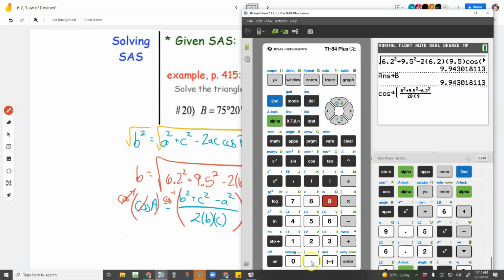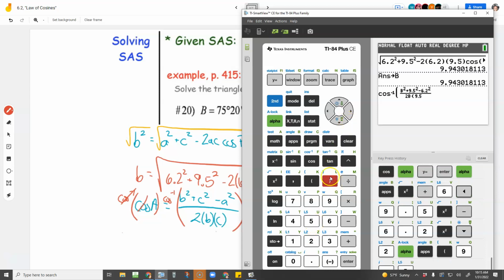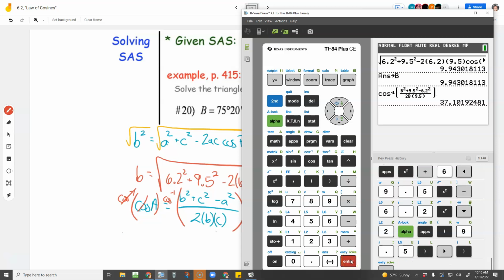C. Oh my gosh, I clicked enter and it was there. Double check all your parentheses. Double check you got everybody in there. Woo! 37.102. Yeah. We should all get the exact same answer. If not, stop and ask questions.